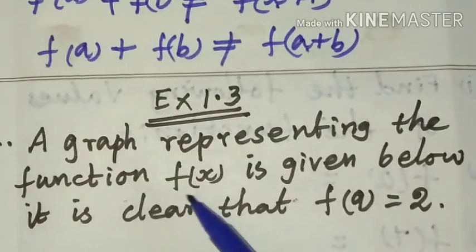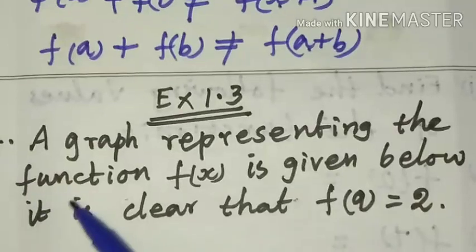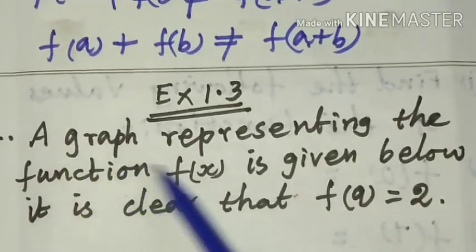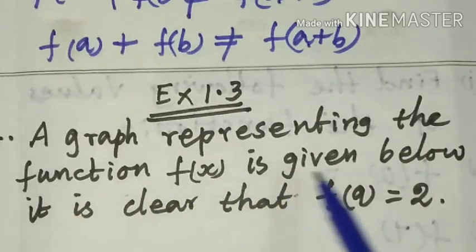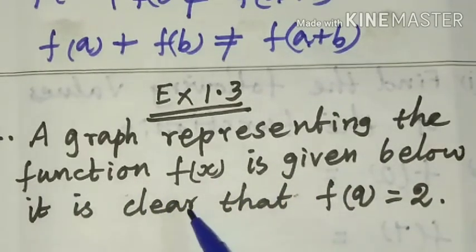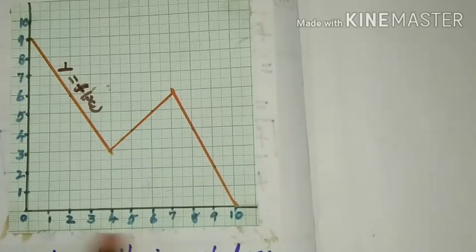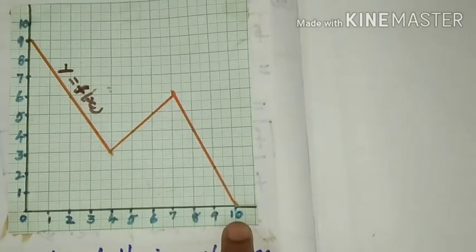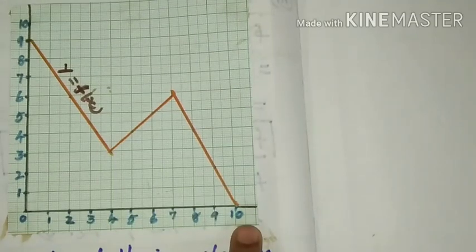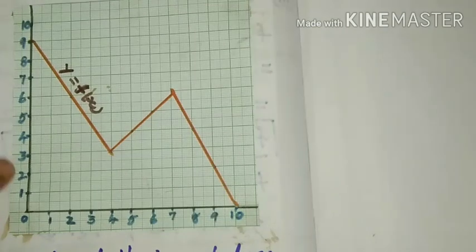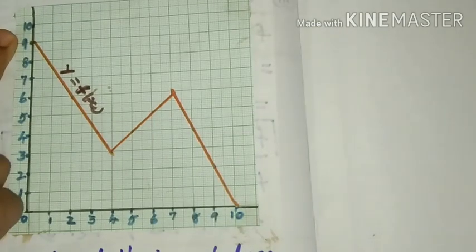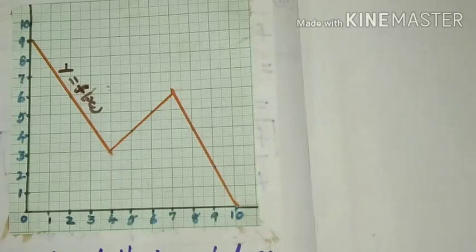Now, we move on exercise 1.3 fourth sum. See the question. A graph representing the function f of x is given below. It is clear that f of 9 equal to 2. See, this is the given graph. X axis 1 centimeter is equal to 1 unit. They given up to 10 point. In y axis 1 centimeter is equal to 1 unit. Here also they give up to 10 point. The graph equation is y equal to f of x.